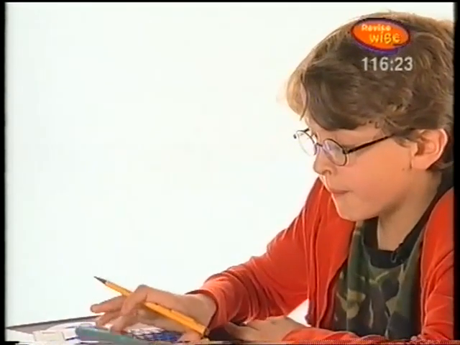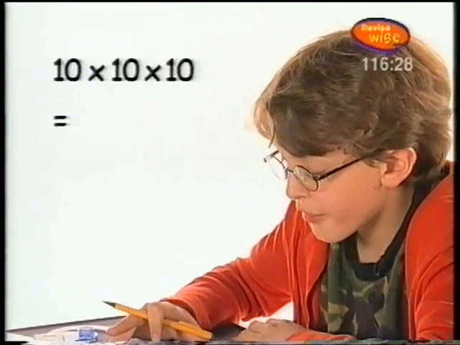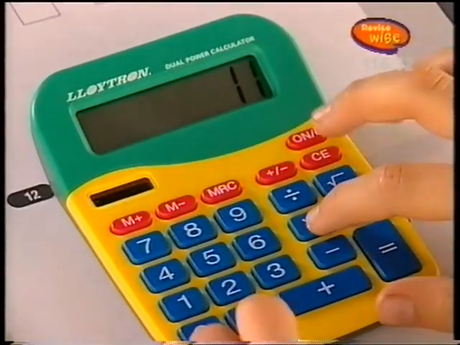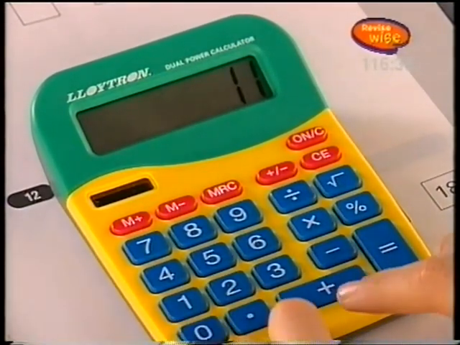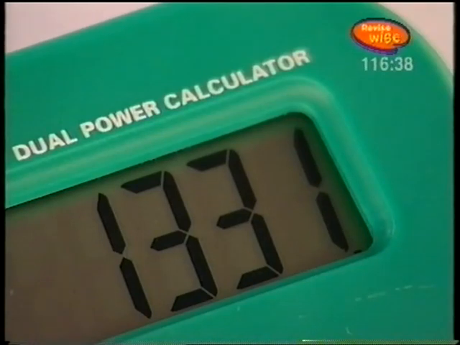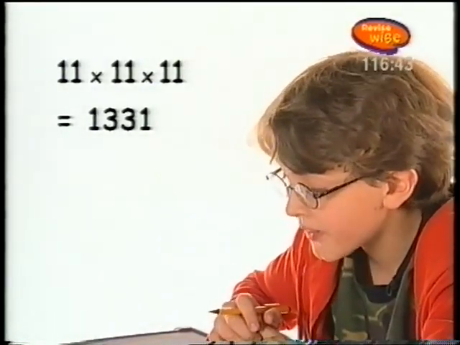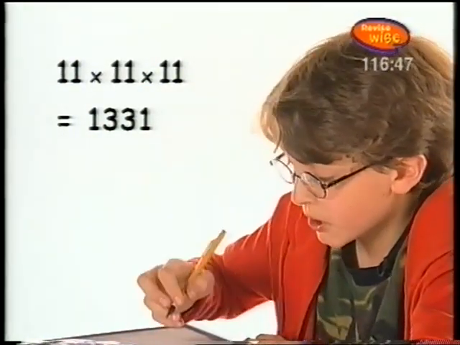Well, I know that 10 times 10 times 10 equals 1,000, so let's try 11 times 11 times 11 equals, aha, that's it, 1,331. So what do you write down? 11 in each box.